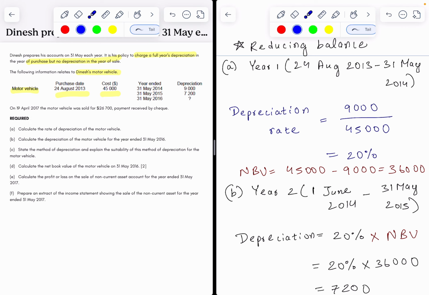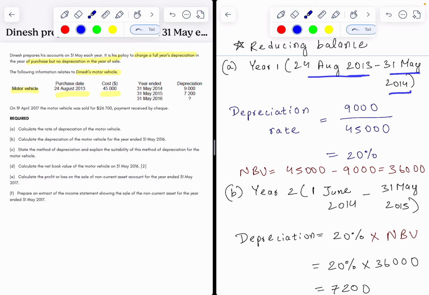The first question is to calculate the rate of depreciation of the motor vehicle. Now we understand that the asset was purchased on the 24th of August 2013, and we are working with a business where the financial year ends every year on 31 May. Okay, so year 1 for this asset would be from 24th of August 2013 until the end of 31 May 2014, which is 1 year.